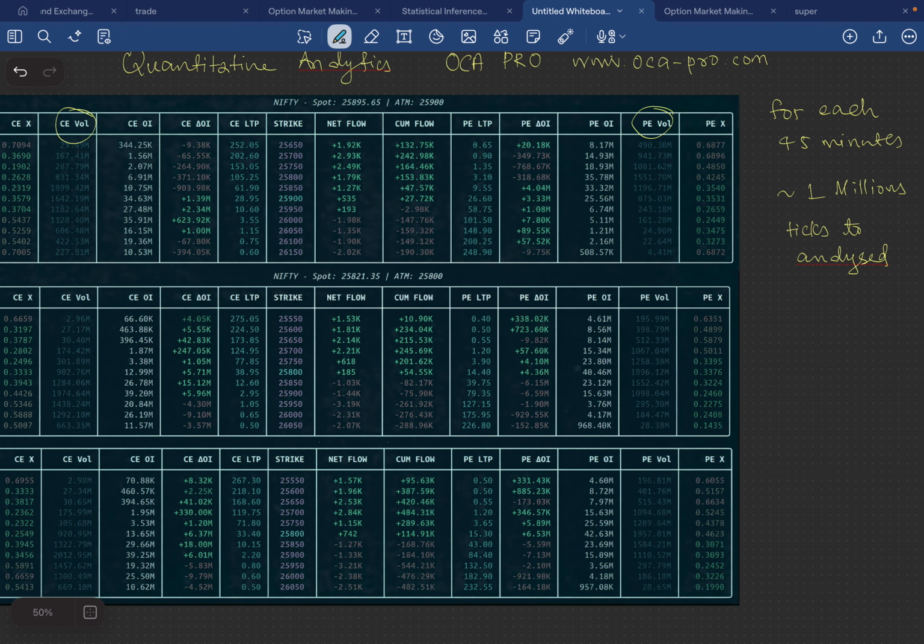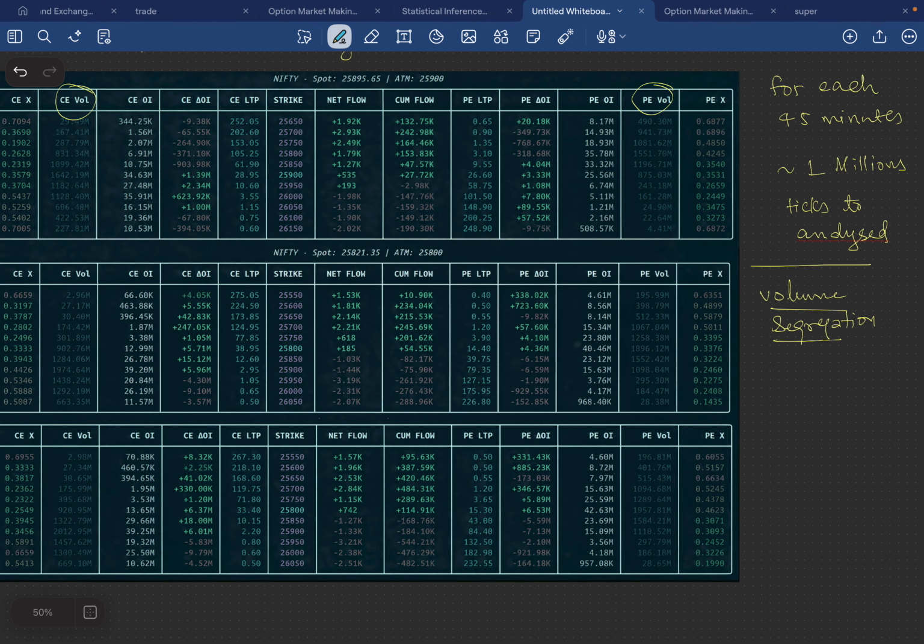We all know that if somehow we can segregate the volume in the option chain, then we can have a better idea of the trade. So this is based on the idea of volume segregation. In general, whatever I am trying to do is order flow analysis. I will explain each and every part in detail.